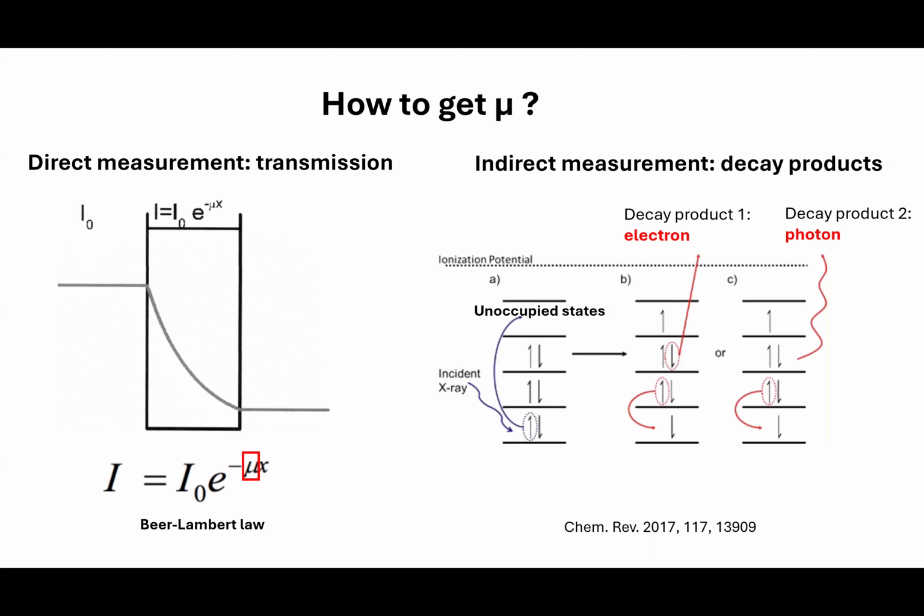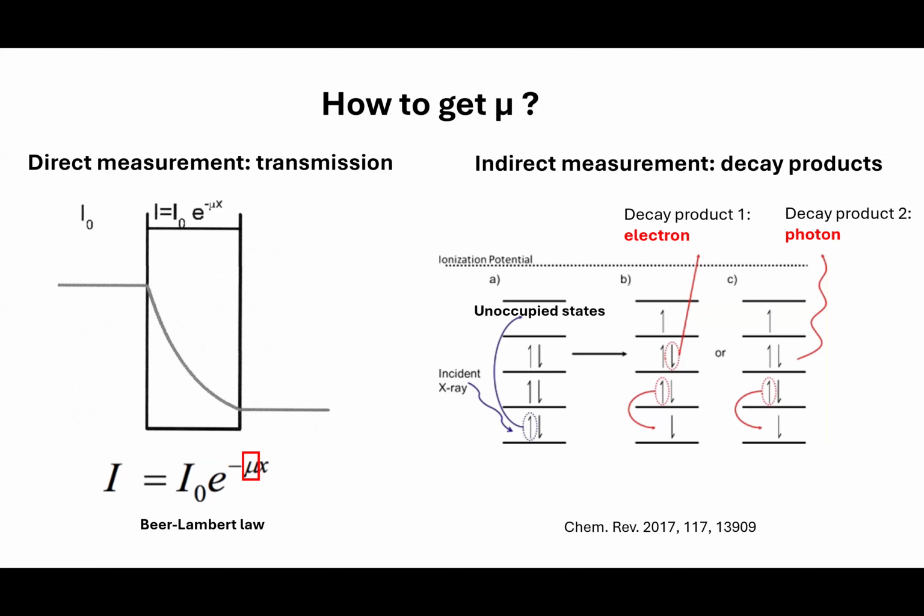measure different things, and what we measure is the decay products, right? Because we cannot measure the transmission directly, we have to measure decay products. I think we are educated that there are two types of decay products coming out of the X-ray absorption process. One is electron, the other is photon. And we can refresh our memories about this picture.